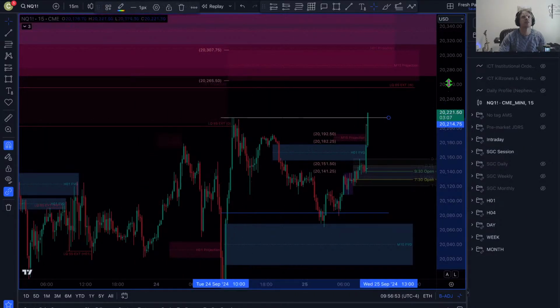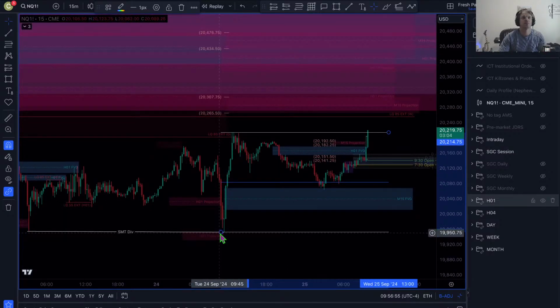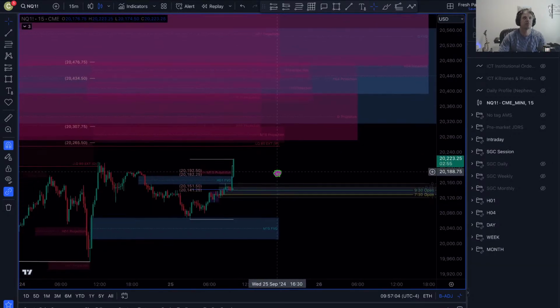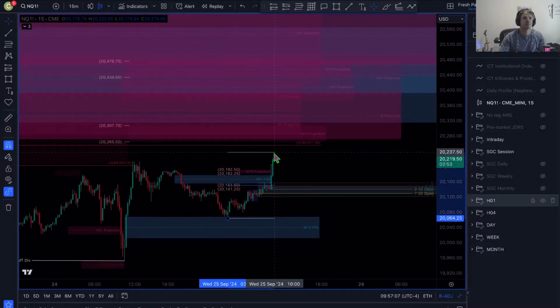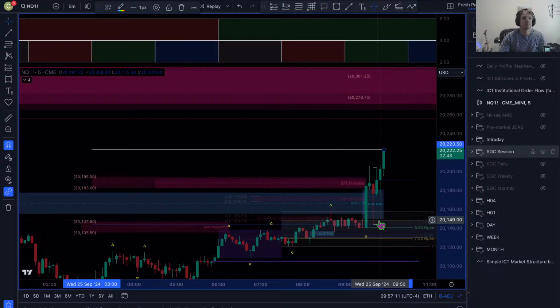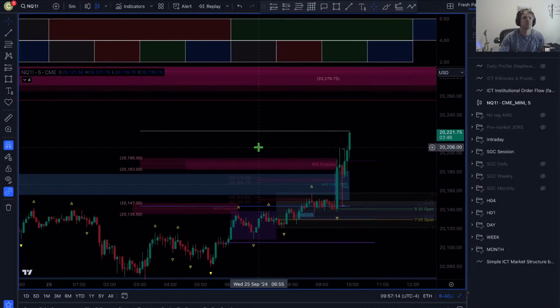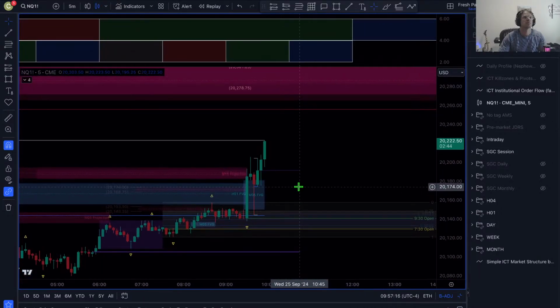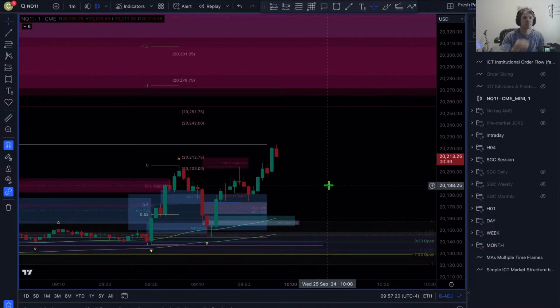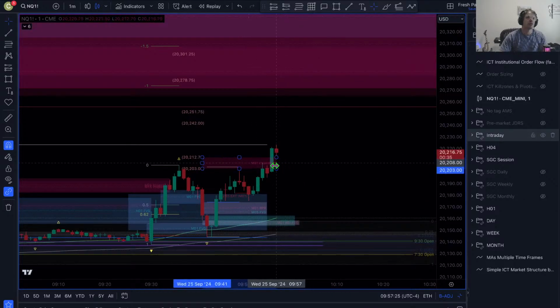Okay, notice this structure is now expanding. And where are we likely expanding to up here? We've also closed through here.